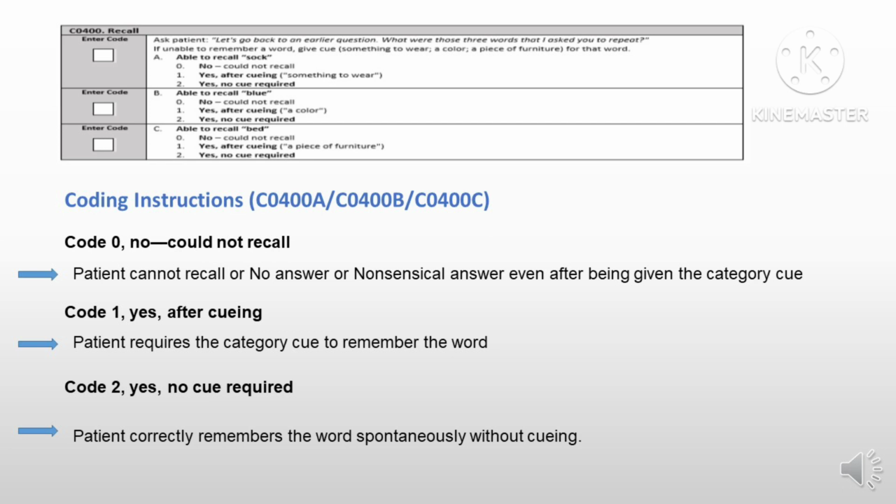C0400 recall. There are 3 responses in A, B, and C sections of C0400. If the patient cannot recall the word, even after being given the category cue, or if the patient responds with a nonsensical answer or chooses not to answer the item, then the appropriate response would be code 0. Select response 1 if the patient requires the category cue to remember the word. And code 2 is the correct response for those patients who can correctly remember the word spontaneously without cueing.